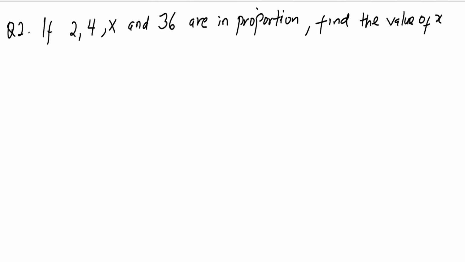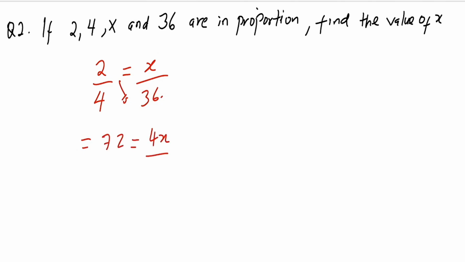Question 2. If 2, 4, x and 36 are in proportion, find the value of x. Again, it's very easy. If they're in proportion, then it means that 2 over 4 is equal to x over 36. Right. So again, cross multiply. 2 times 36 gives you 72, and 4 times x gives you 4x. Divide by 4. Let me just do a rough calculation. 72 divided by 4 is 18. So x is equal to 18.